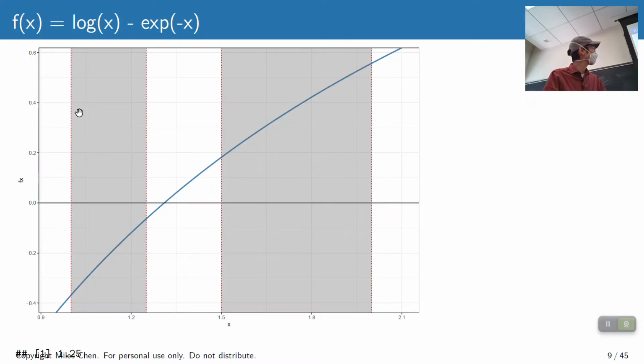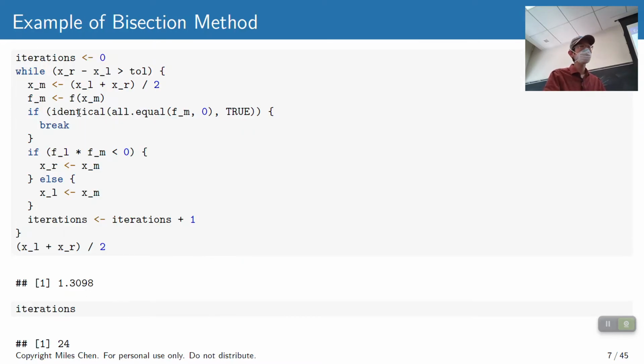Now I have to do this identical business because unfortunately all.equal returns TRUE if it's true, but it doesn't return FALSE when it's not. It returns a character string that says something like mean relative error 10 to the negative 7, or something like that, which is not helpful for us. So in order to turn it into a true or false, we're going to say, is it identical to TRUE? If it is, it's true. And if it's not identical to TRUE, it's false.